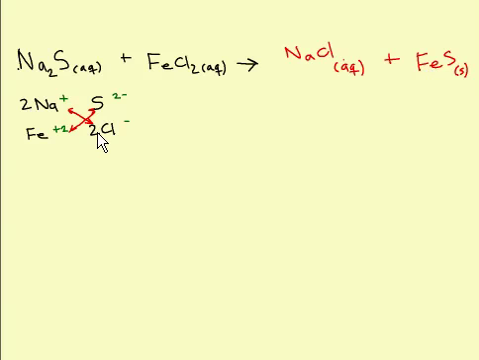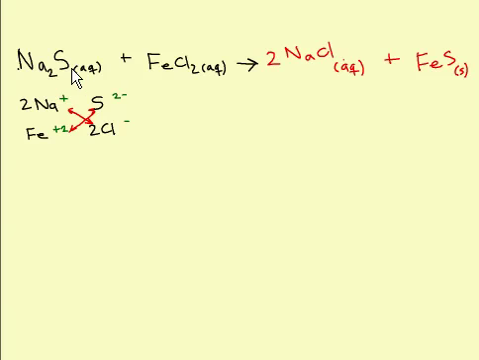Now, I do need to balance my equation, and if I look over here, I have 2 sodiums and 2 chlorides, and I only wrote 1 sodium chloride. I need to balance that. When we're done with our molecular equation, it should be balanced: 2 sodiums, 1 sulfide, 1 iron, 1 iron, 2 chlorides, and 2 chlorides. So this is my molecular.